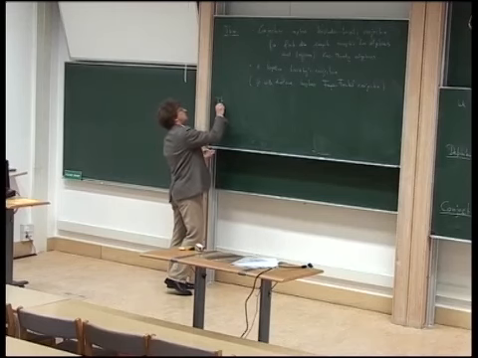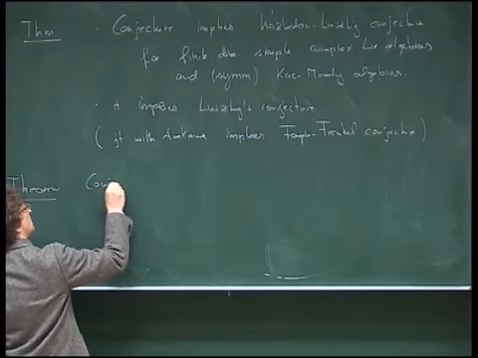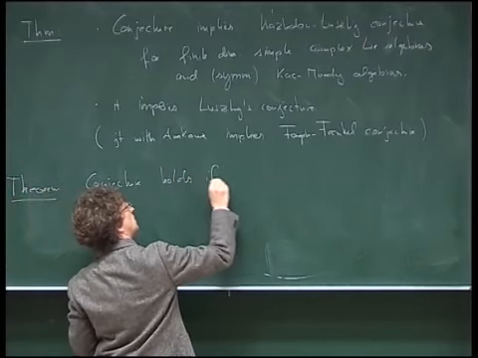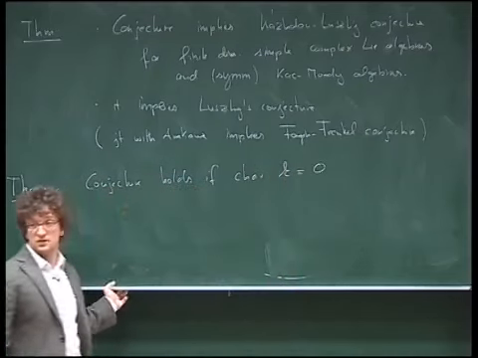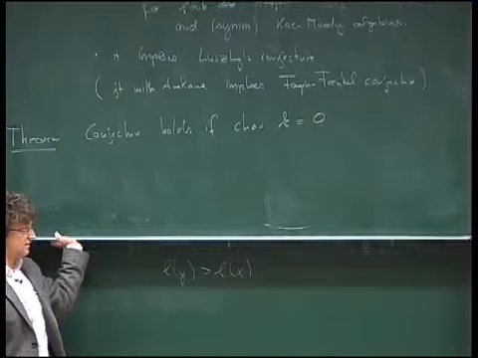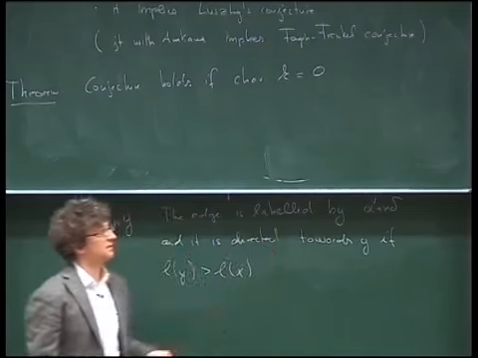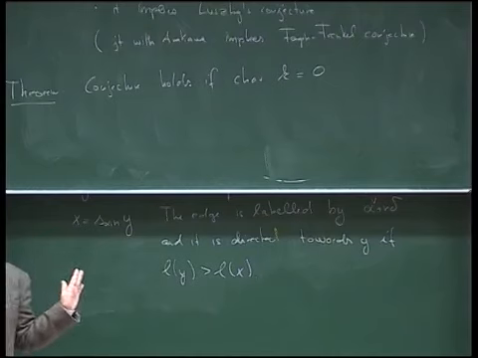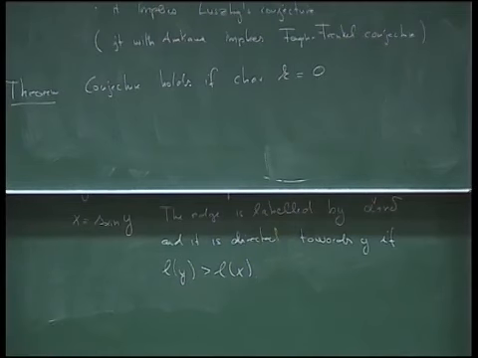So theorem: the conjecture holds if the characteristic of the field is 0. And the proof is very, very difficult. Maybe in the last 5 minutes I can say a little bit about the proof, but you need topology of the affine flag variety or the affine Grassmannian for this.